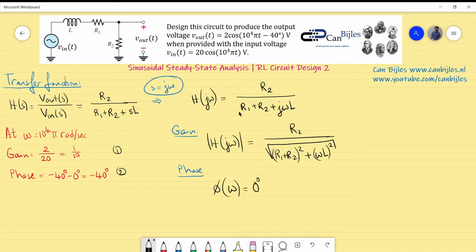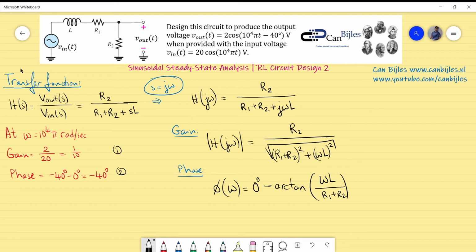And this one will depend on the resistor values and of course on the omega and the L, so that will be an arctangent formula. We have dealt with it many times in other videos also. It will be minus, because it's this phase minus that phase contribution, so you have 0 degrees minus arctangent of the imaginary part divided by the real part. That's now this expression.